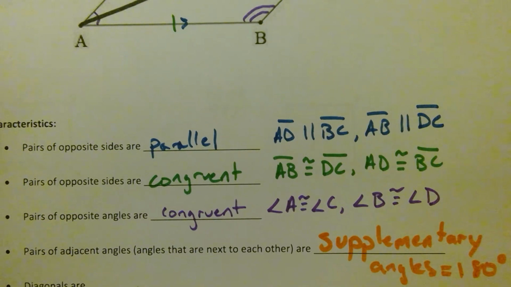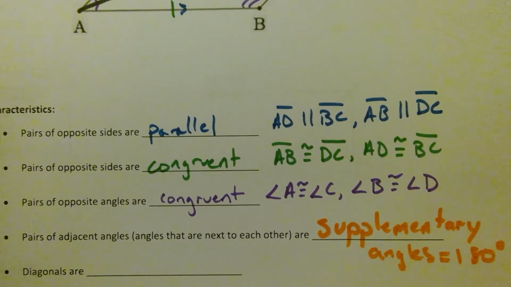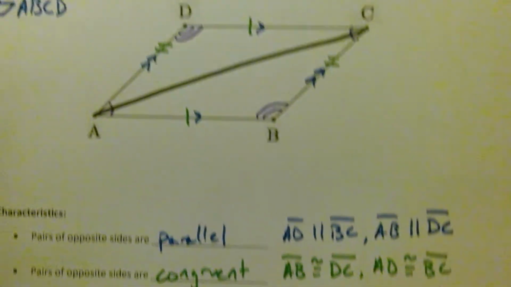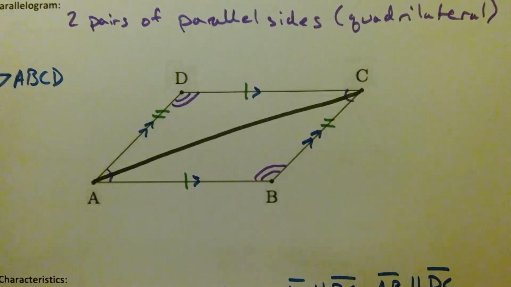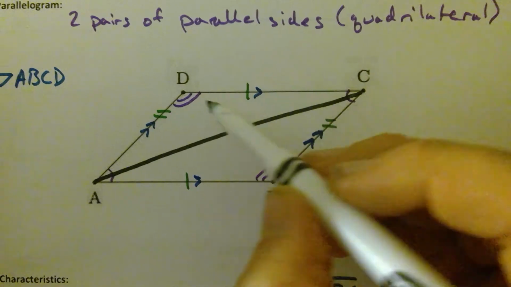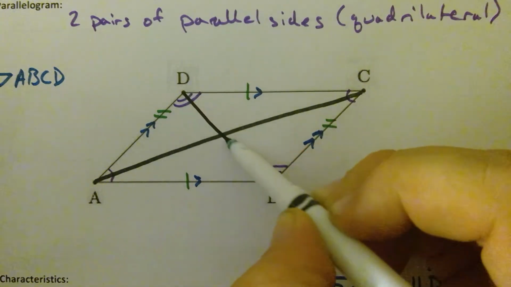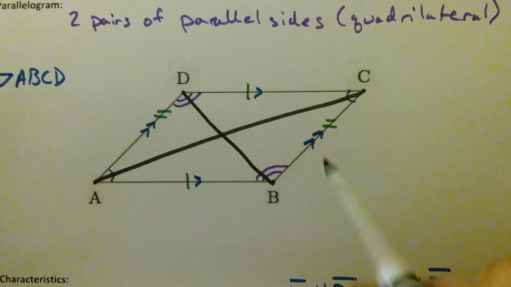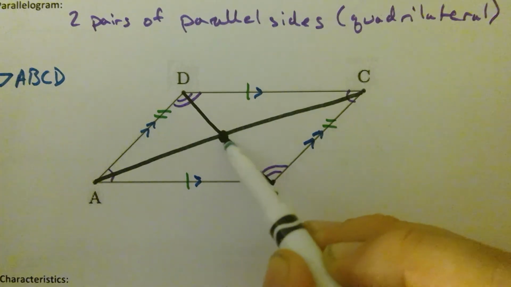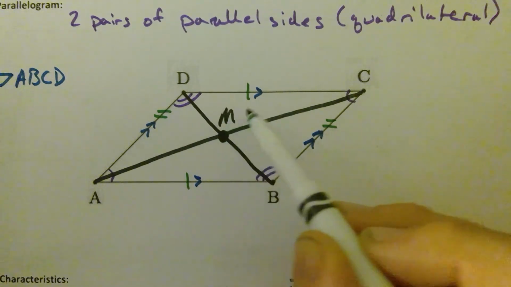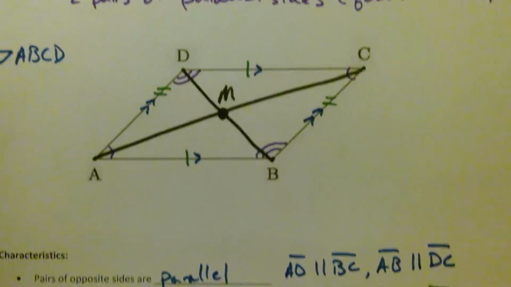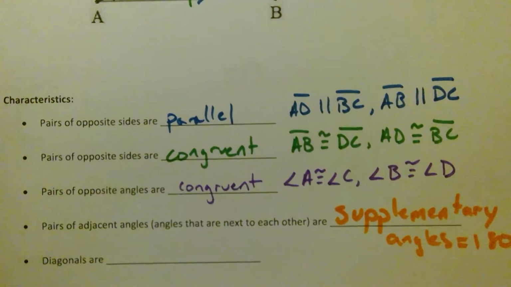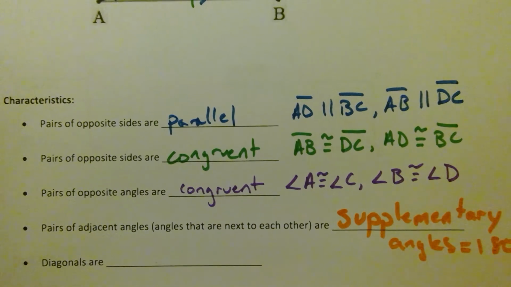Okay? Now, we were talking about diagonals. So I went ahead and already drew in one of our diagonals, AC. And I'm going to draw on our other diagonal, DB. Okay? And I'm going to put a point in here, and I'm going to call it point M. Okay? So the diagonals are not congruent.